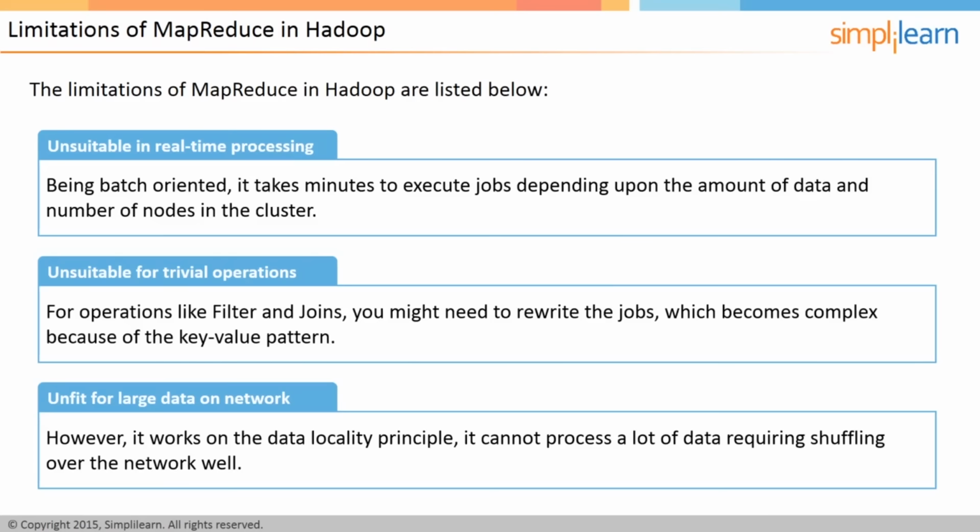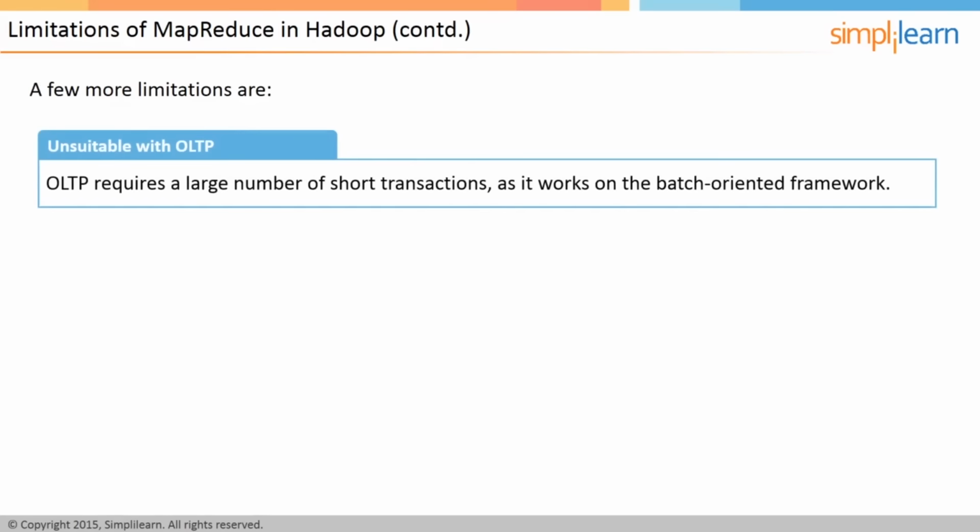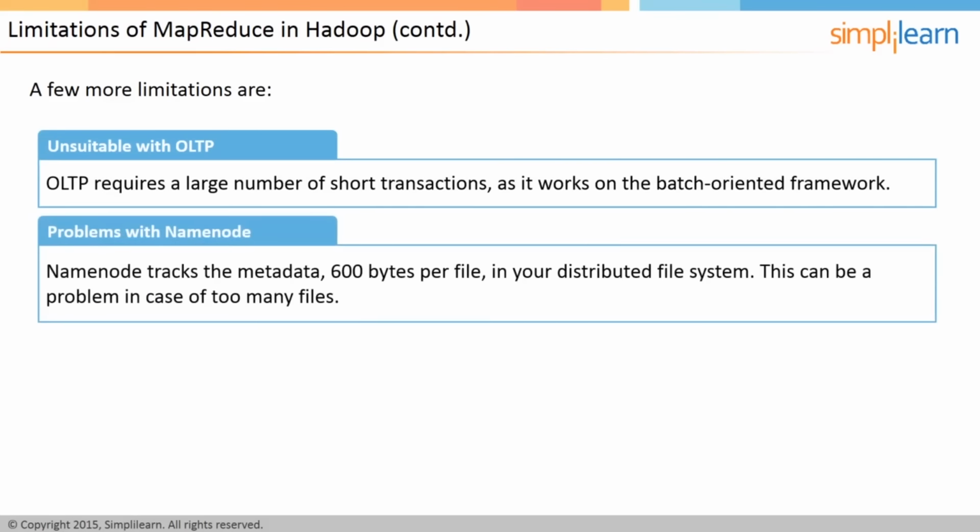MapReduce is also unsuitable with OLTP that includes a large number of short transactions. Since it works on the batch-oriented framework, it lacks latency of seconds or subseconds. Another limitation exists with NameNode that tracks the metadata of about 600 bytes per file, as estimated by Yahoo. This means that in the case of too many files, there can be a problem with NameNode.